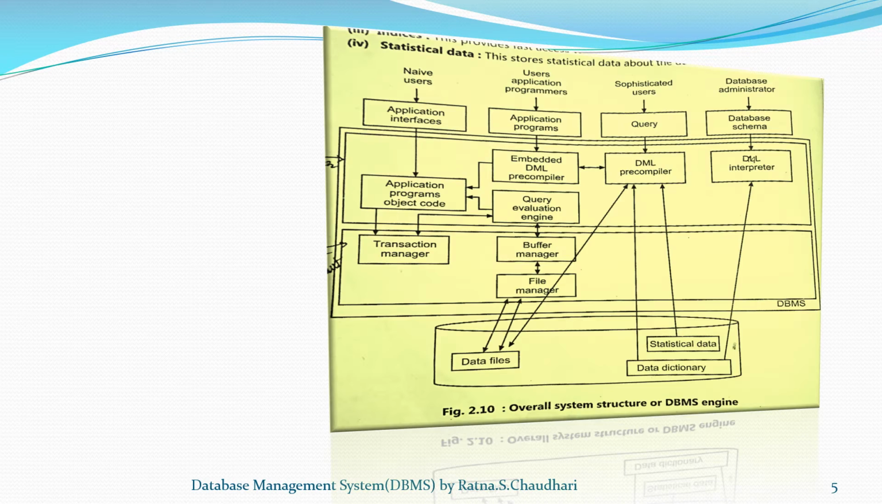Let us see these main parts in detail. There are many types of users like naive users, application programmers, sophisticated users and database administrators. These different types of users we are going to discuss in the next topic. So these users access the database by different means, like through application programs, or by querying a database, or by accessing the database schema.